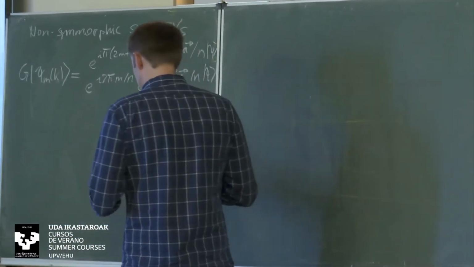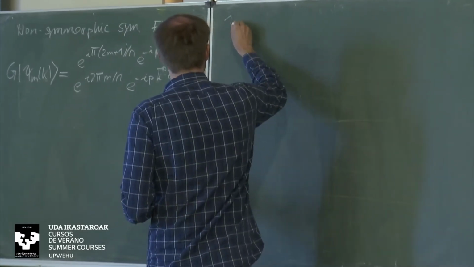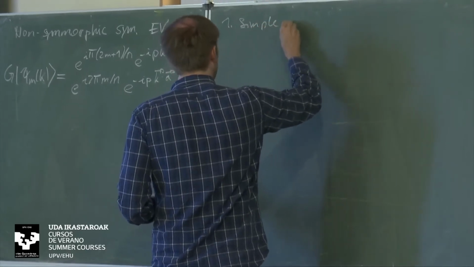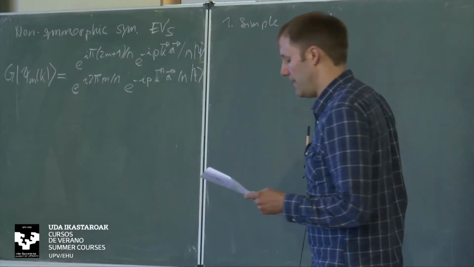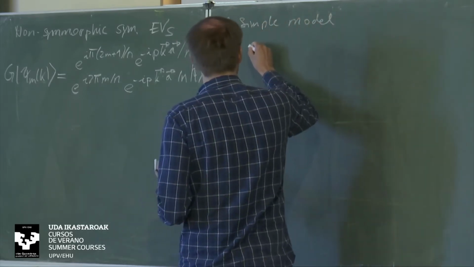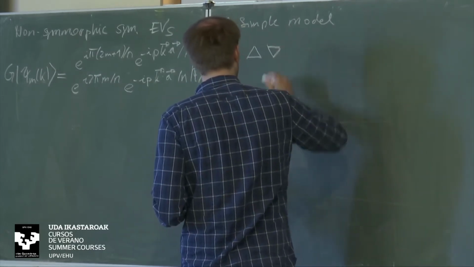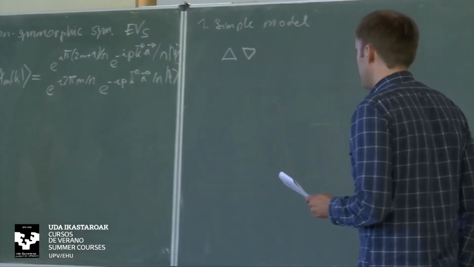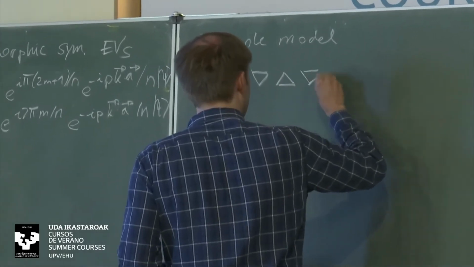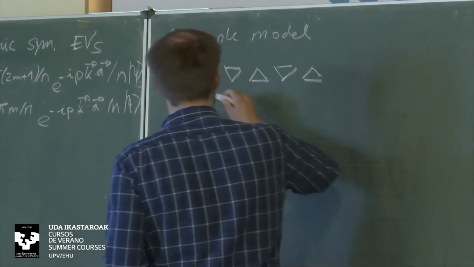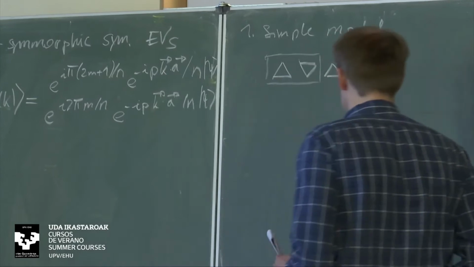So basically the first simple model I want to discuss is just in one dimension. So it's a model where we have two atoms in the unit cell. So I can represent this, for example, by triangles like this. So I have one atom which I represent by an up triangle, and another atom which I represent by a down triangle, like this. So then the unit cell contains these two atoms.